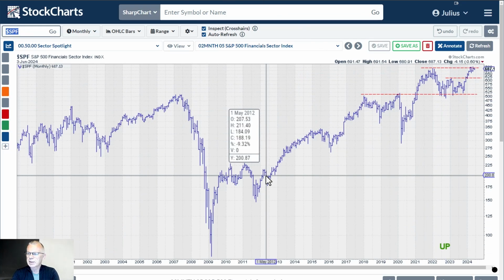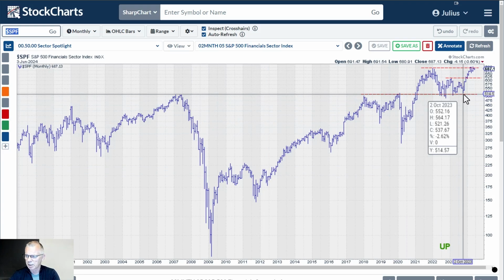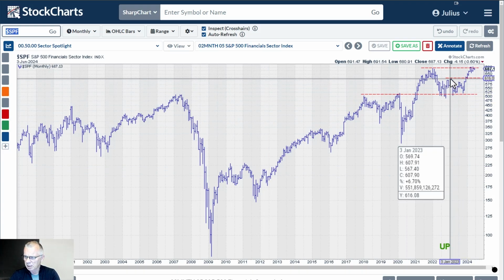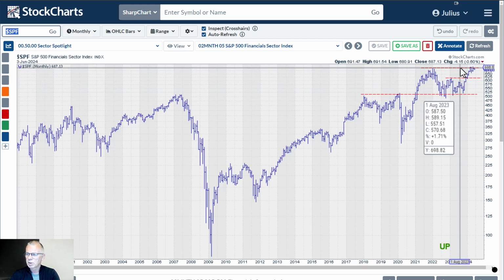And here is financials. The trend is up because we've got a low, a higher low, a high here and a higher high, and we're now pushing against resistance around 700. For sure, if we break 700 to the upside, that'll be a very bullish sign for the financial sector index. And mind you, this is also a pretty decent market capitalization index, so it could very well be very supportive of a further rise in the S&P 500.